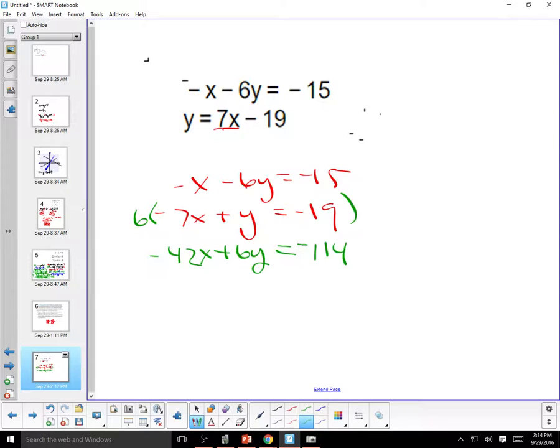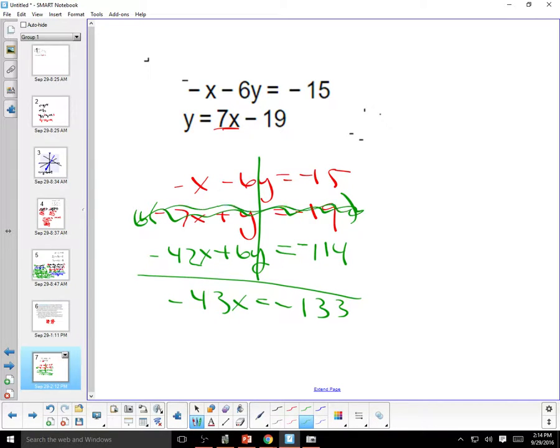Okay, so now I'm not even worried about this middle one. I'm looking at the top one, I'm looking at the bottom one. Combine those, that gives me 0. Combine those, that gives me negative 43x. Combine those, that's going to give me negative 133. No, that would be 129. Oh, I did the 19 and I'm not looking at this one. My bad. 129. Thank you. And then just divide by 43, negative.